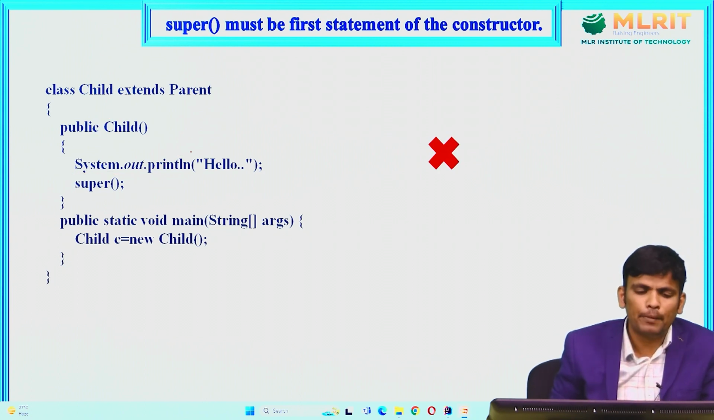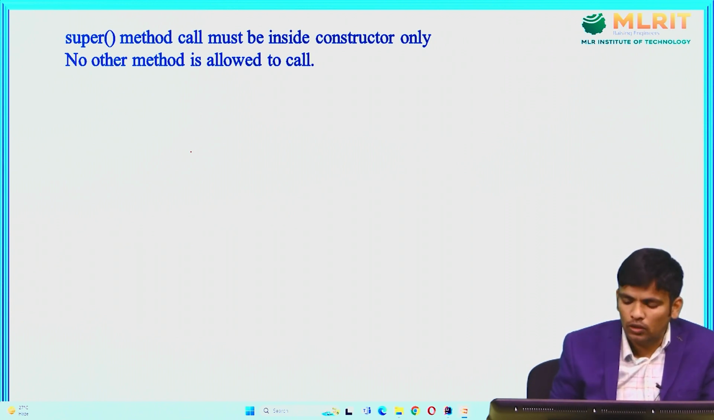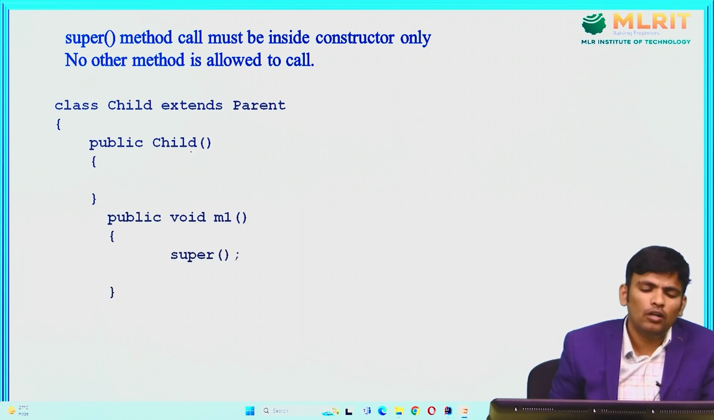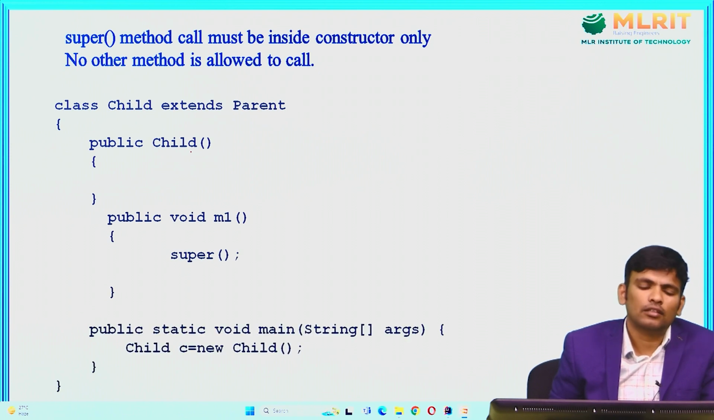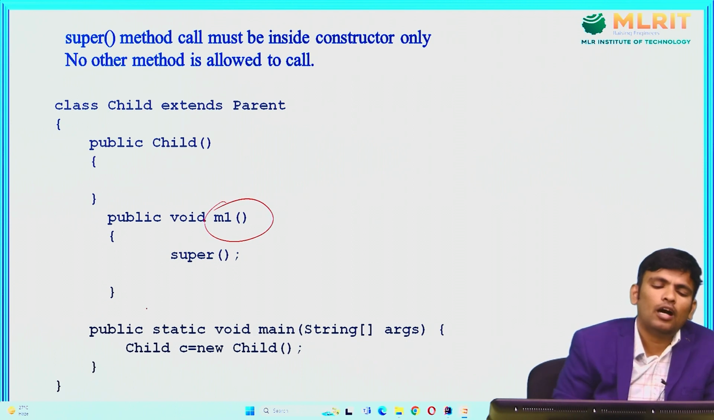Here it will get the compile time error. Next, the super method call must be inside a constructor only. No other method is allowed to call it. As we know, using the super method we can call the parent class constructor, and that must be called only inside a constructor. Suppose here I am calling this super method other than in a constructor.